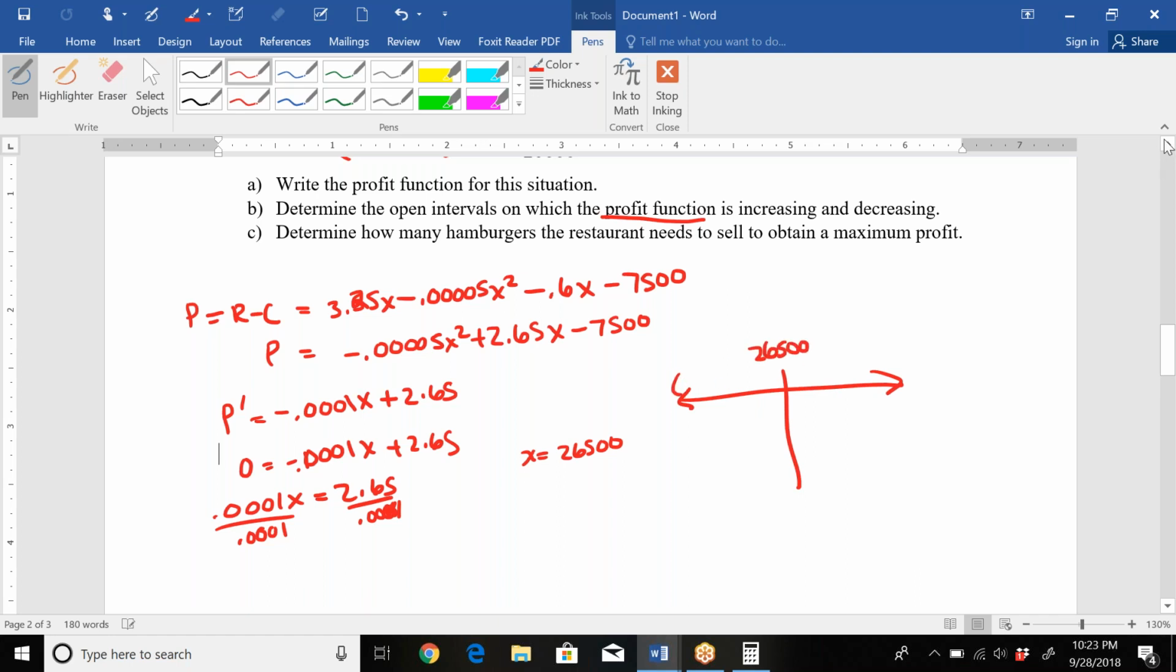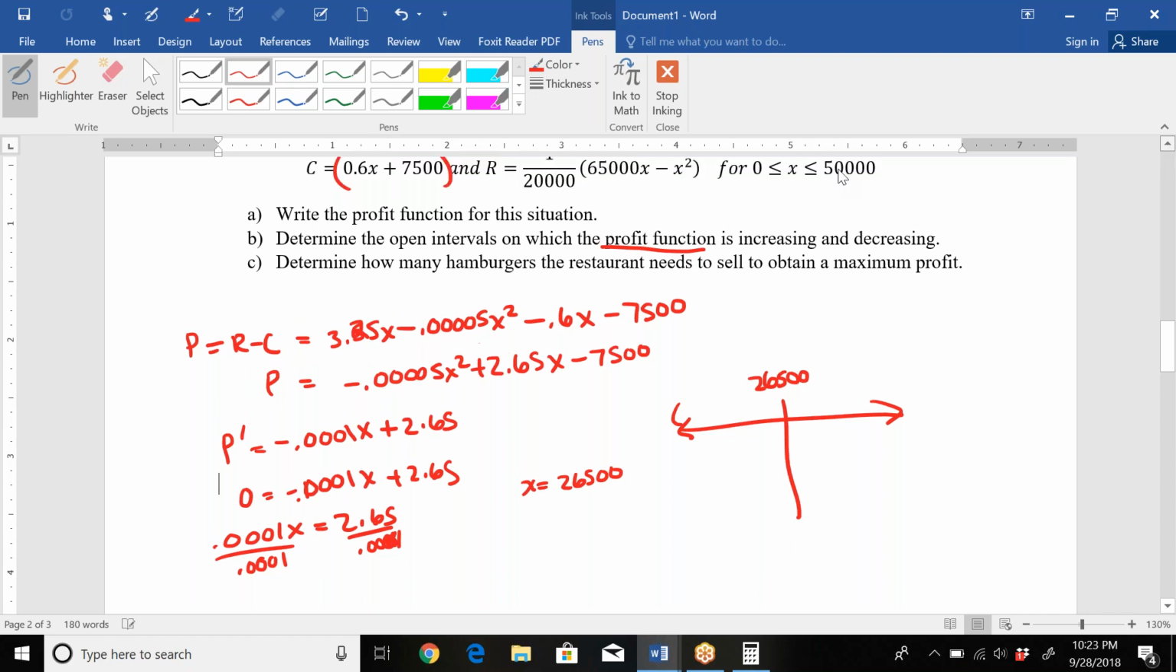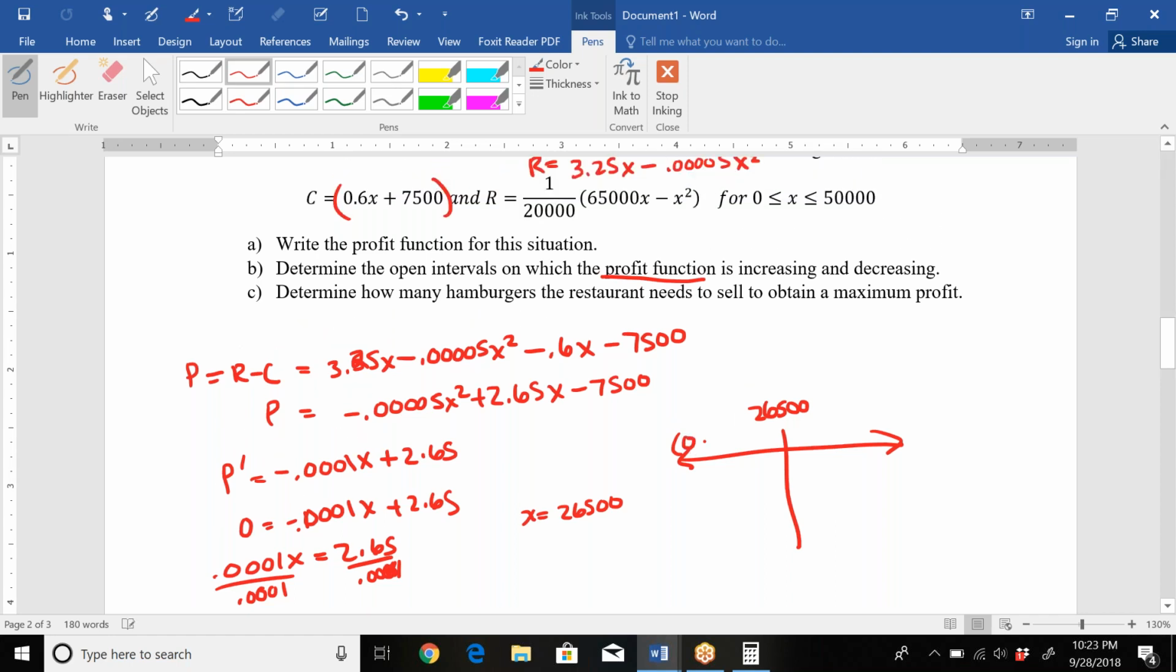Now this had a defined domain, 0 to 50,000. So this is 0 to 26,500, and this is 26,500 up to 50,000, because that's all the hamburgers that they have. So we could pick something really easy here, like 1, because that's in that interval. We could pick something easy here, like 30,000, just something easy to plug in.